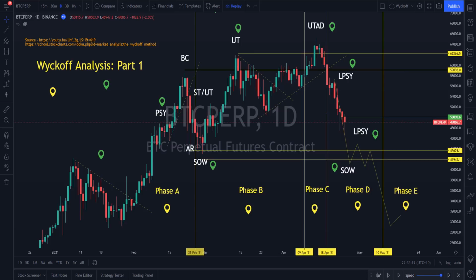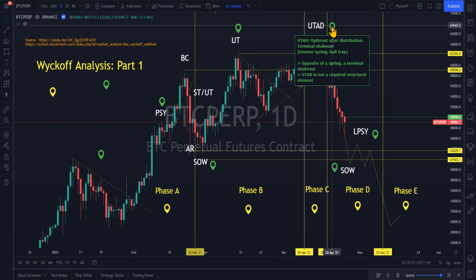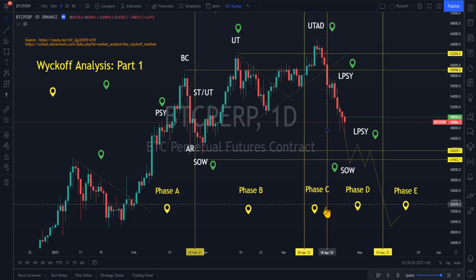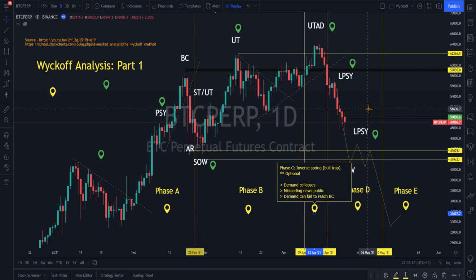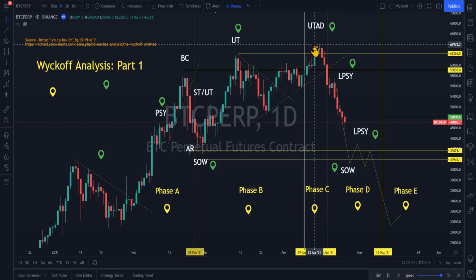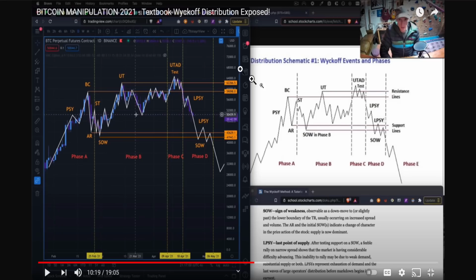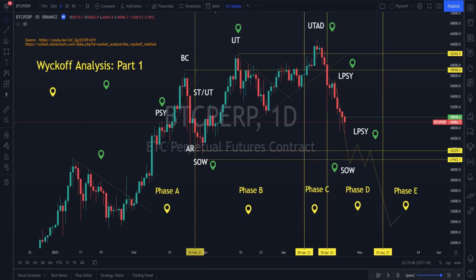I hope this is really helping. What happens up here? Well, this is an optional thing. This doesn't have to be there. Phase C is optional. This is what's called an inverse spring or a bull trap. This is where it basically marks an exhaustion phase, according to what we're fitting here, according to this person's analysis of the Wyckoff distribution. So this is all about a fake out.